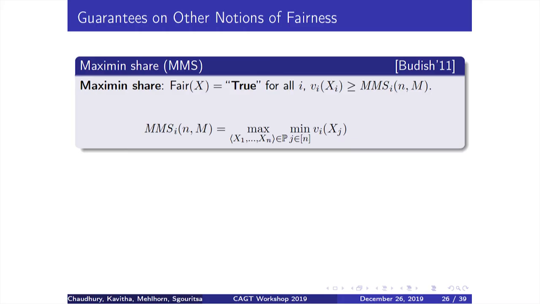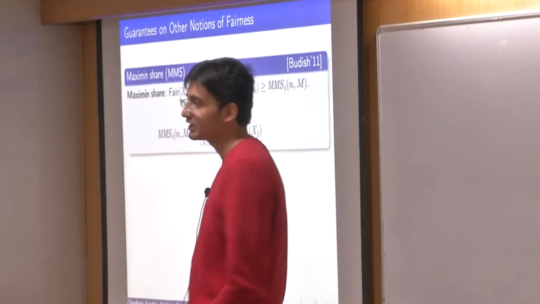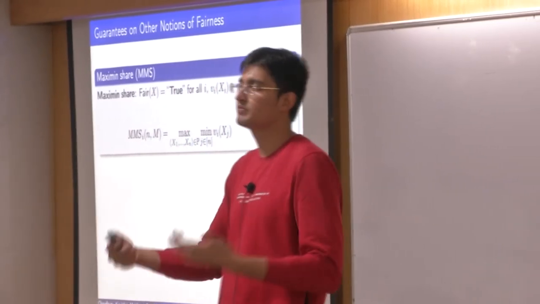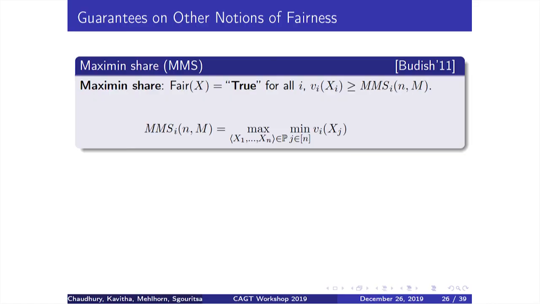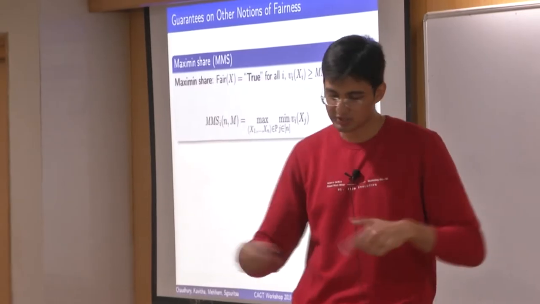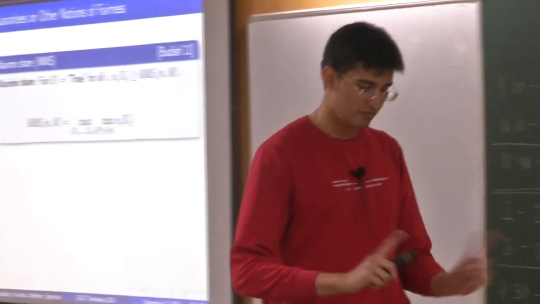So this is what I call the MMS threshold of an agent, the bare minimum that he expects. You look over all the set of partitions, and what you want to maximize is the smallest valuation for a bundle. This is the same subscript on the left and the right here. Over all the bundles, you look at the smallest bundle and you want to find a partition where you maximize this.